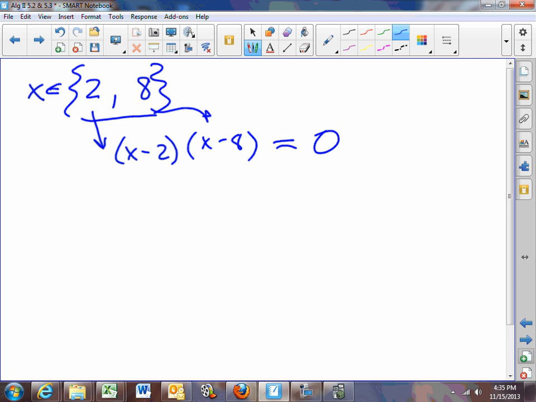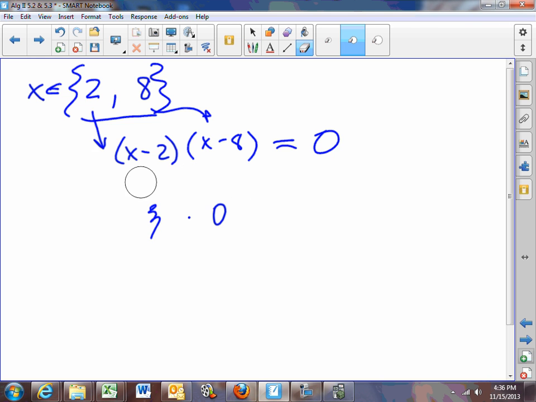Now, usually they want it in standard form, so we're going to have to FOIL stuff out here. But just think about this again now. If x is 2, this is 0, and who cares what this is? 0 times anything is 0. If x is 8, this is 0, and who cares what this is? 0 times anything is 0. So 2 and 8 make this equation true.